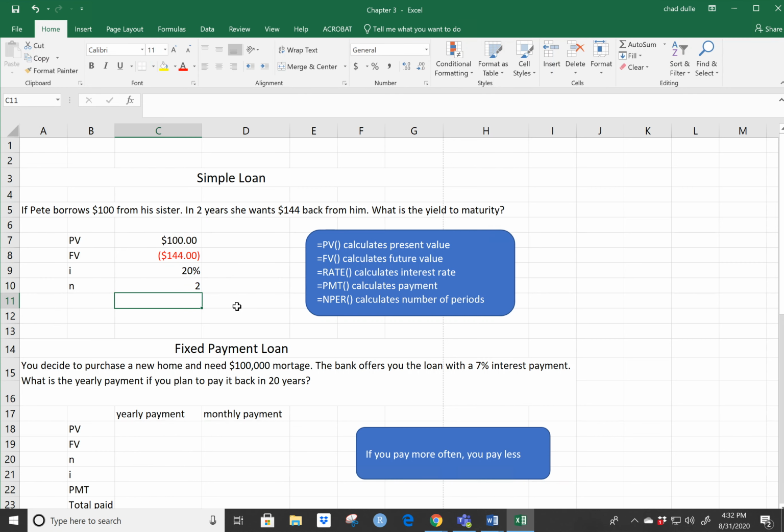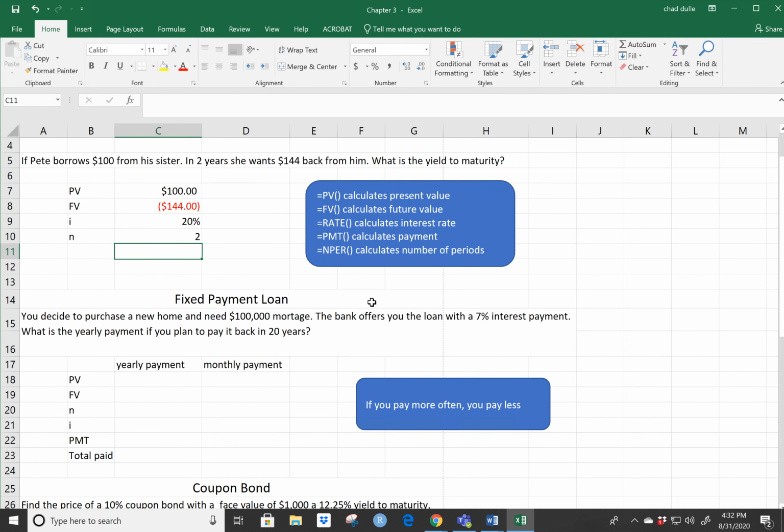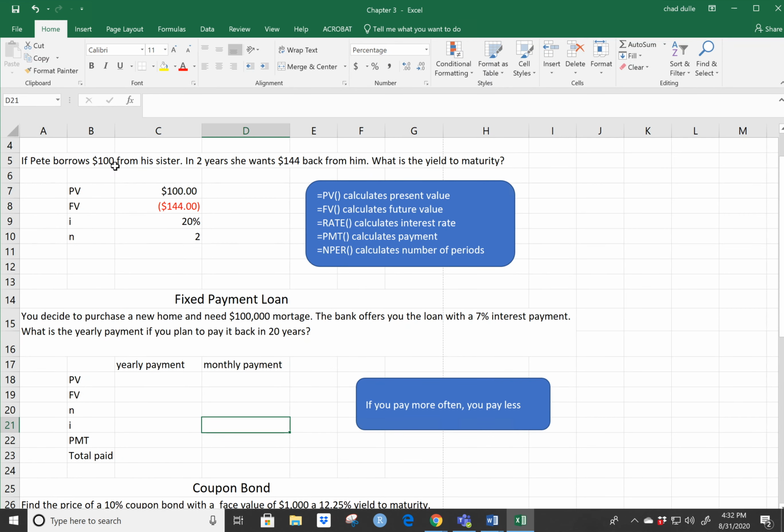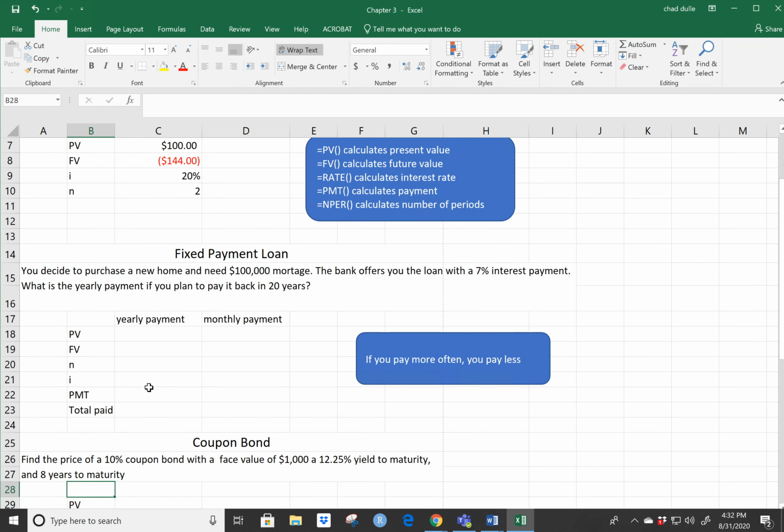Okay, so that's simple loan. Again, this is probably a lot of review. So we'll move to a fixed payment loan. I know I just used the car example, but I didn't include a payment in this problem. It's just assumed to be a lump sum. Here, the fixed payment loan would be more like what you'd see in real life if you bought a house, where you make a monthly payment. You don't just pay it all off at the end.